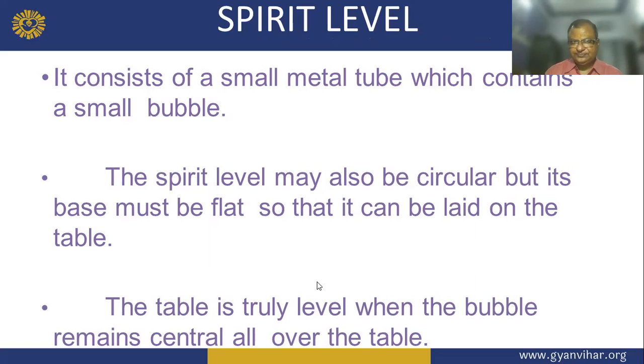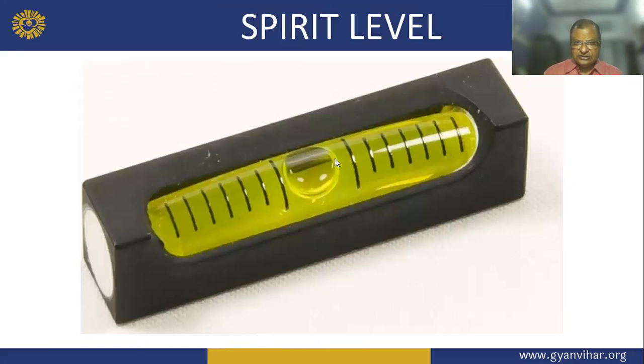Now, spirit level. It consists of a small metal tube which contains a small bubble, and the spirit level may also be circular, but its base must be flat so that it can be laid on the table. The table is truly level when the bubble remains central all over the table. This is the spirit level.